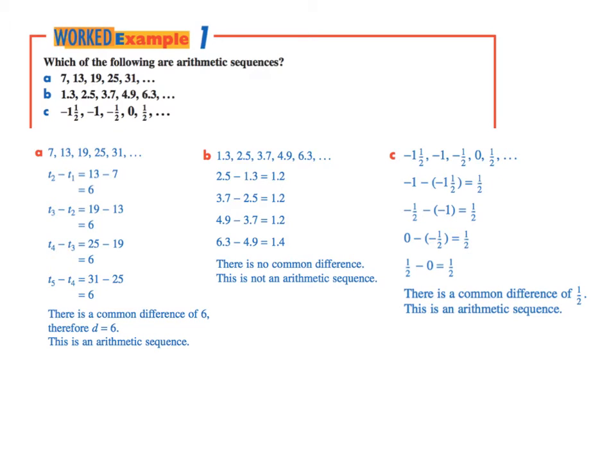In this example, we want to be able to identify if a sequence is an arithmetic sequence. Now, we remember that an arithmetic sequence is a sequence of numbers for which the difference between successive terms is the same. So let's have a look at example A.